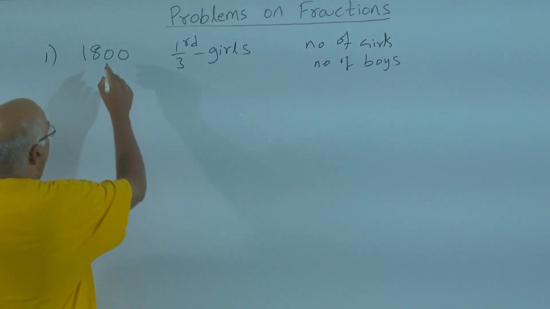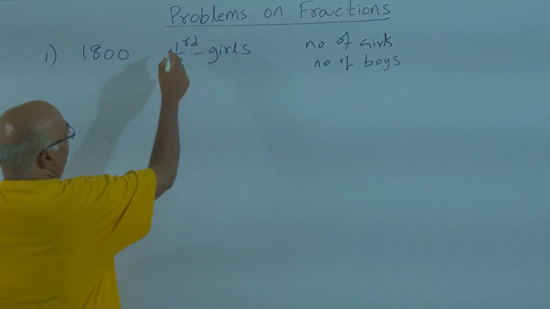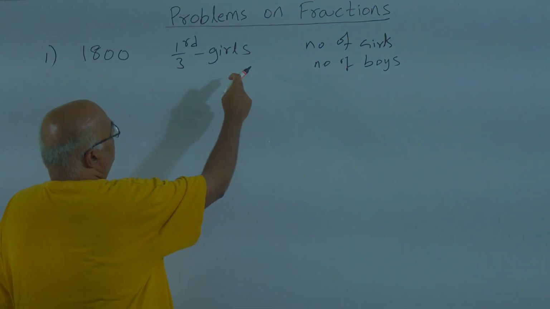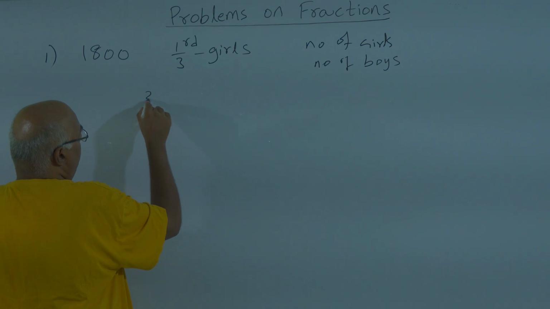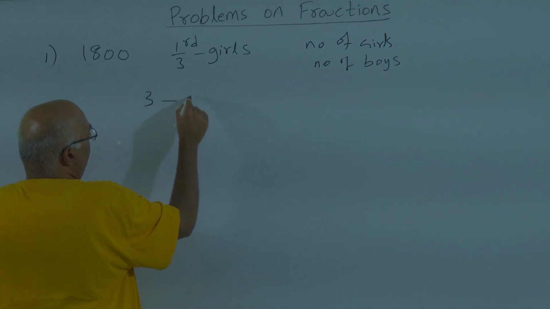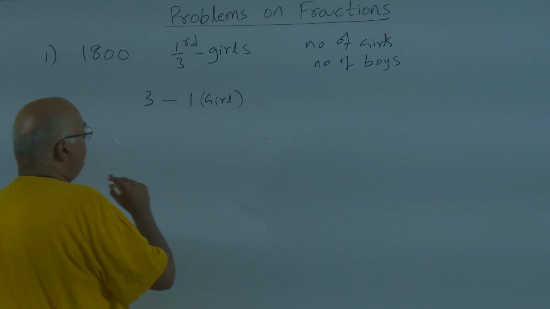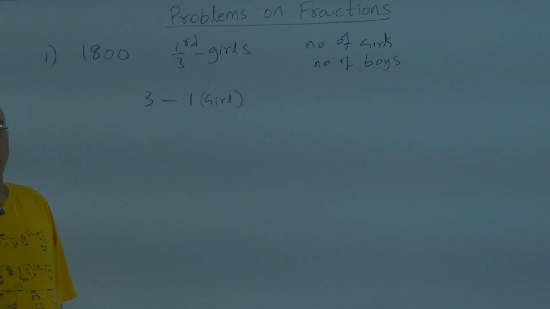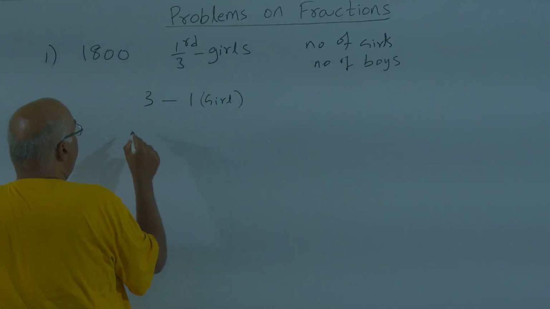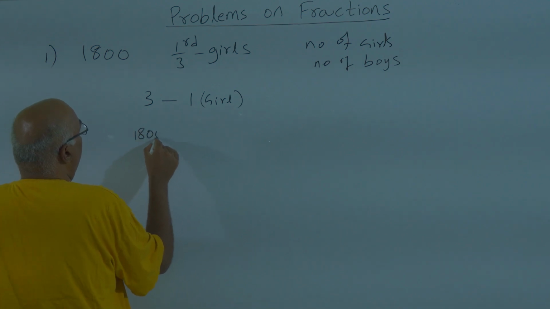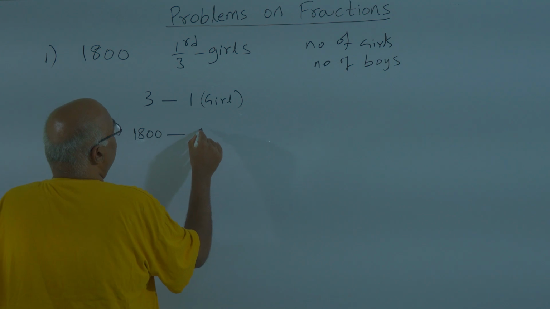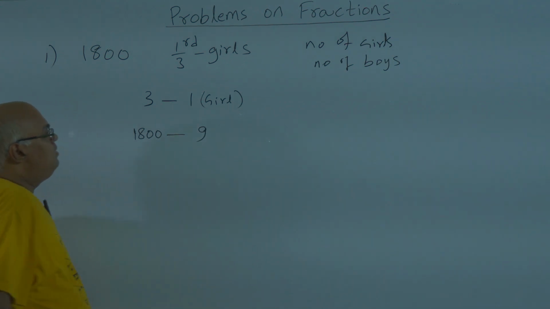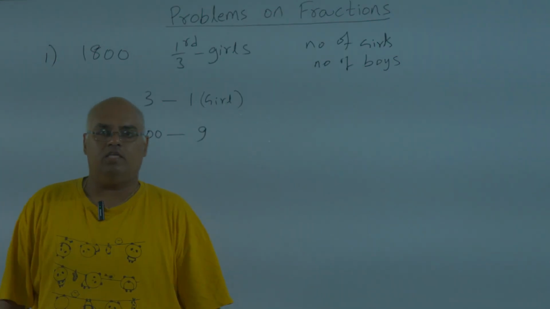So the total number of students is 1800. We have been given that one third of the students are girls. What does it mean? If the total number of students is 3, out of these 3, one is a girl. So out of every 3 students, one student is a girl. Then out of 1800, how many girls? Let us say small g. So we have to find the number of girls, that is small g.